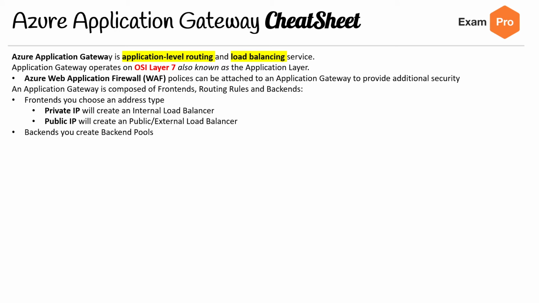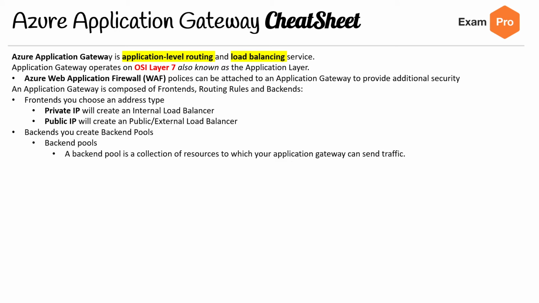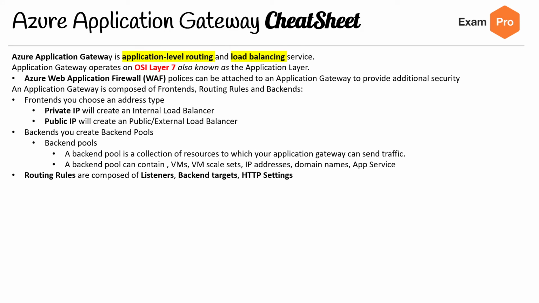For backends, you'll create backend pools, and a backend pool can be a variety of different things, but a backend pool is a collection of resources to which your application gateway can send traffic, and there's that list. So you can make it a VM scale set, IP address, domain name, or app service. For routing rules, they are composed of listeners, backend targets, and HTTP settings.